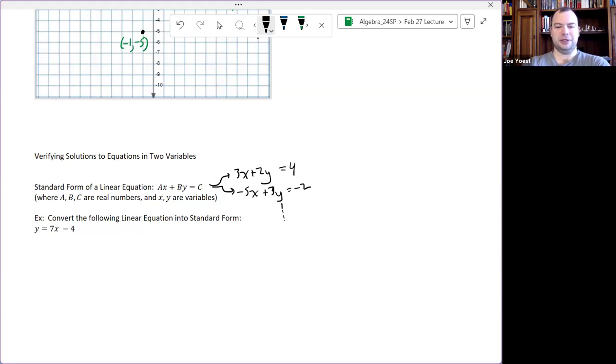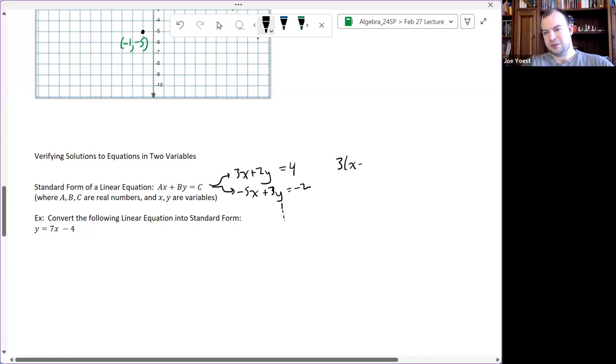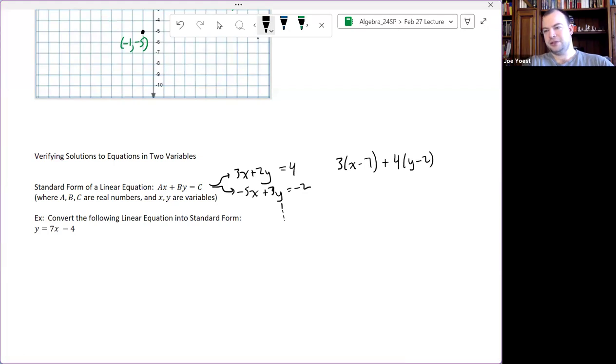We can have linear equations in other forms. We could have a linear equation like 3 times (x minus 7) plus 4 times (y minus 2) equals 7y minus x. You could say, okay, this is a linear equation in two variables. It still satisfies the constraints: we have two variables, x and y, and each one of them is linear in the sense that it's not like square root of x, it's not like x squared or something like that. This is still a linear equation.